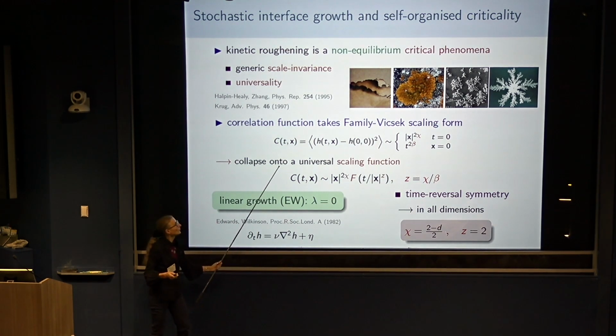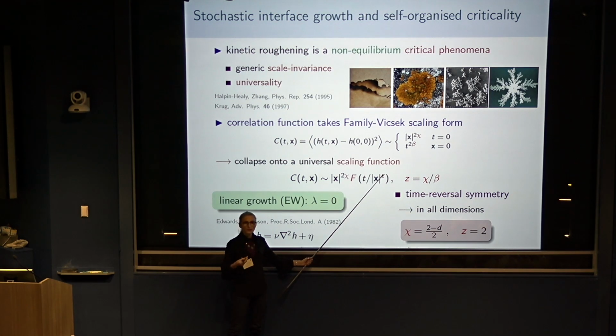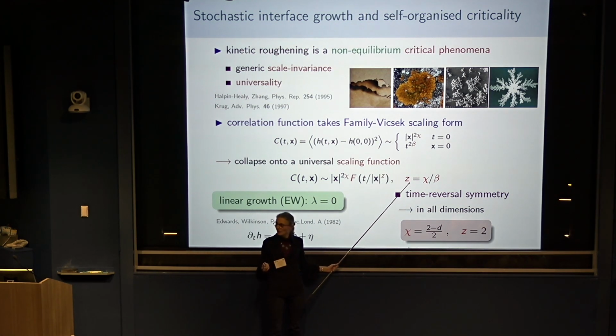And as usual, when you have power laws, if you look at the function of two variables, everything collapses into a universal scaling form. And the scaling variable is this ratio t over x to the z. So z is called the dynamical critical exponent, and it gives you the scaling between space and time.